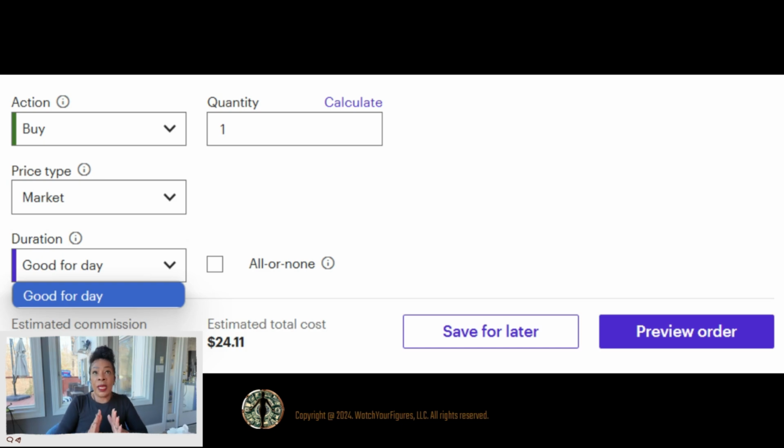Now with a market, you're buying it at this current price, the current rate. So there won't be a choice where you say you want to buy it good for the day, or good for the next 30 days, or good for the next 60 days. You want to say good for today because you're doing market. You're looking at the price that it is right now, and you're ready to make your buy right now. So we're going to say good for the day.